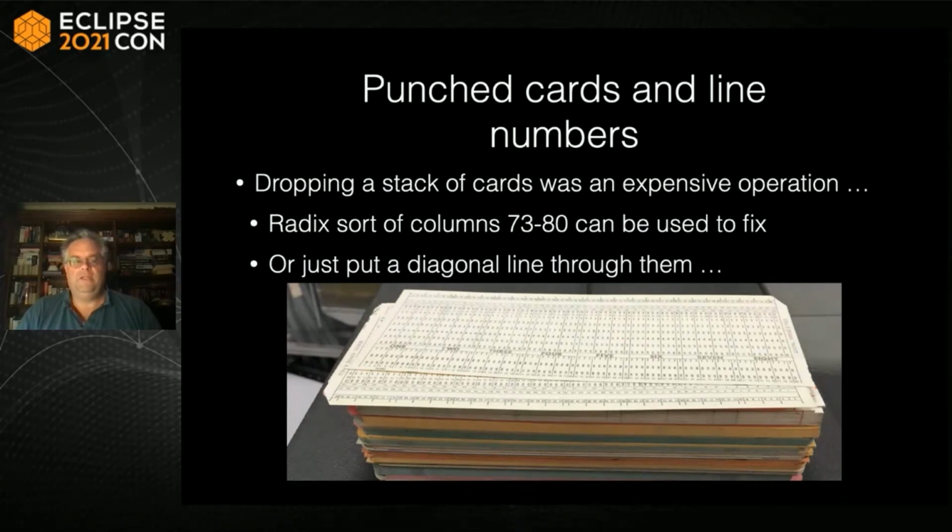But by putting the line numbers in 73 to 80, you could then use one of these sorting machines. So if you did accidentally drop a whole bunch of stuff on the floor, you could use that radix sort machine to be able to put them back in. Of course, developers being lazy implemented their own mechanism, which was just to draw a diagonal line across the cards, and then you could visually compare if that line lined up as you had expected.